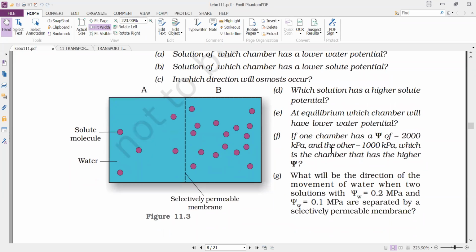Okay, and the next question. If one chamber has a water potential of 200 kilopascals and the other has 1000 kilopascals, which chamber has the higher water potential?